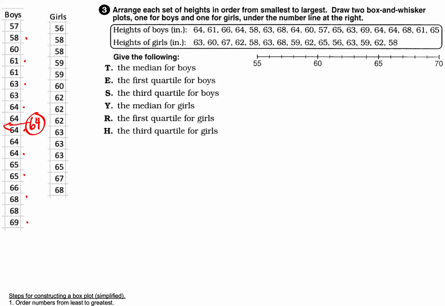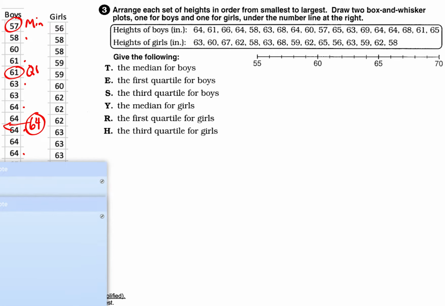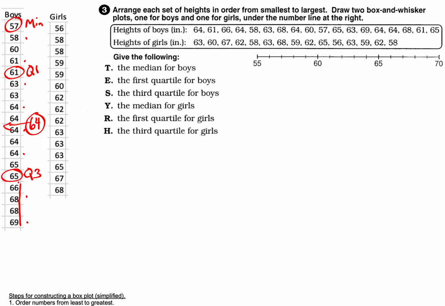Now the top half of them, there are 9 of them there. The middle one will be the 5th one, and that is quartile 1. Of course, 57 is the minimum. Quartile 3 will be the midway point on the top half, which in this case is the 5th one. See, it's just counting in 4 from each side. Counting in 4 from each side of the median, and you find that quartile. And then the maximum here, height, would be 69 inches.